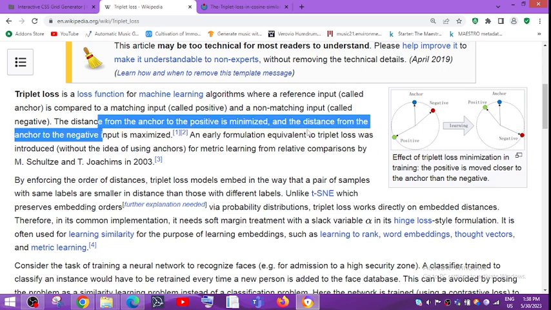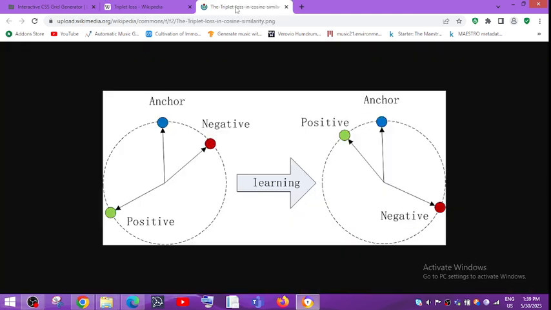An early formulation of triplet loss was introduced, without the idea of using the anchor, for metric learning from relative comparison by Schultz and Joachims in 2003.